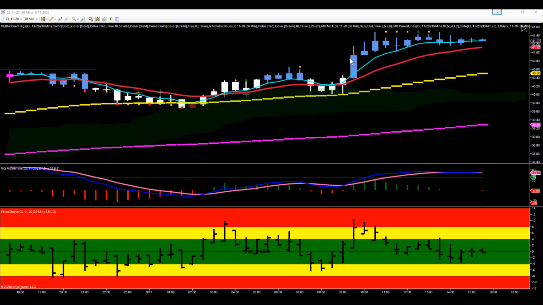Opened right here at the bottom, closed very near the top, left a little topping tail right there. This bar was a little iffier, and again, it's because we had hit significantly overvalued right here. So we know that when we hit significantly overvalued, we can pull back, consolidate, or reverse. In this particular case, we pulled back, consolidated, and then the next bar opened again at the bottom, pushed higher, left a little topping tail.